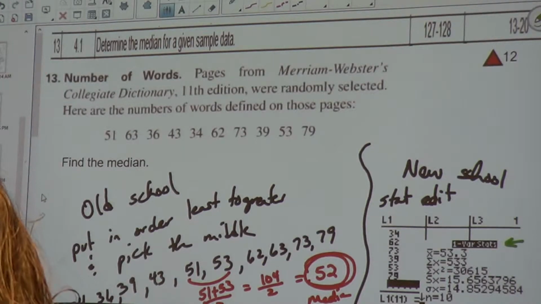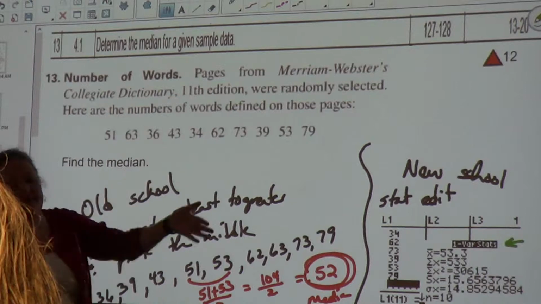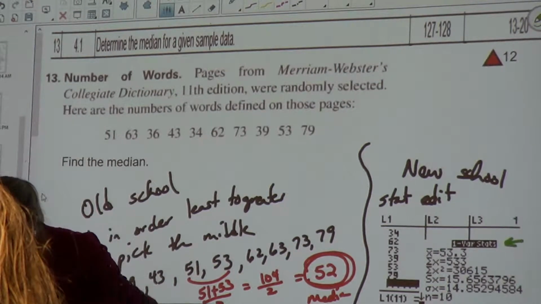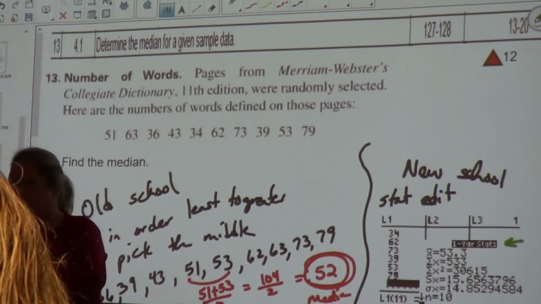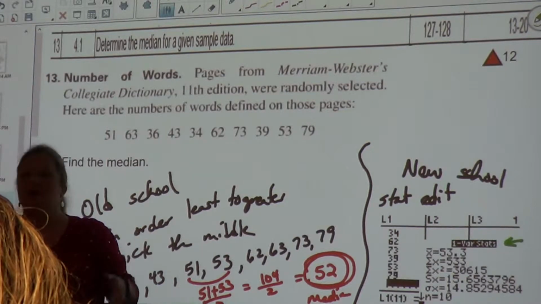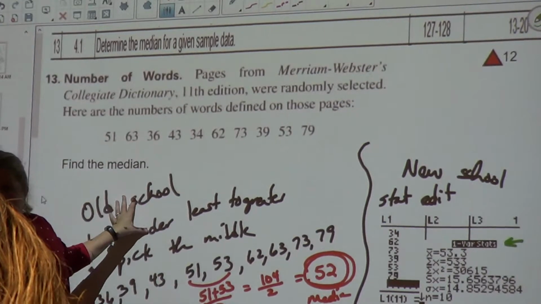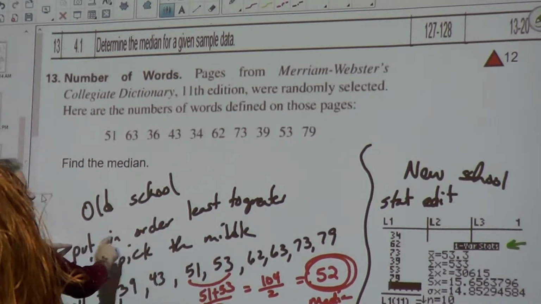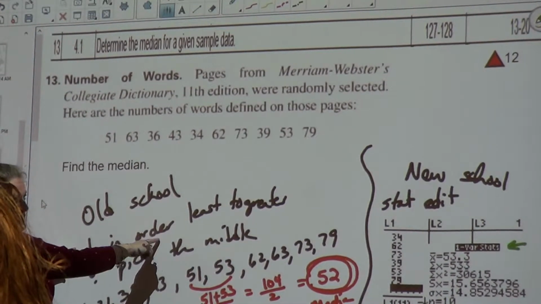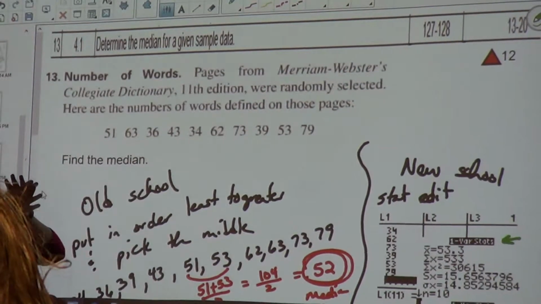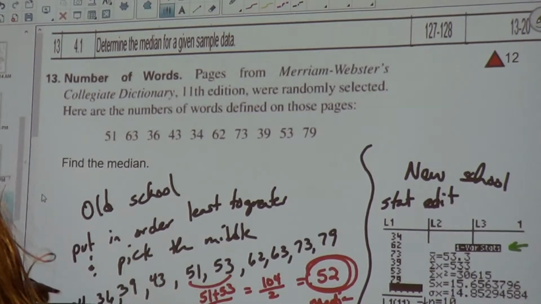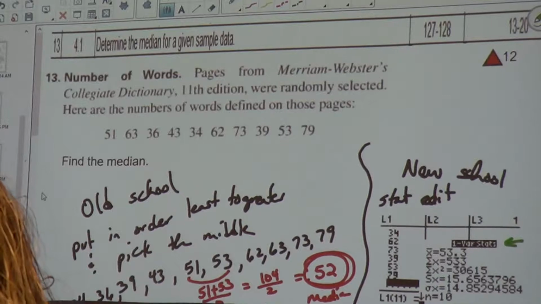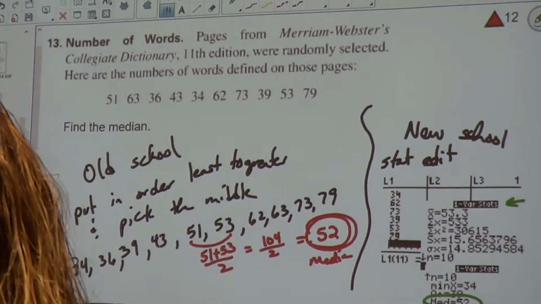Determine the median. Remember, if you're drunk, the median's in the middle of the road. The DUI cop tells you to walk the median. You can only have one median in the middle of the road. You can either do this old school, or you can do this new school. Old school would be to put them in order and find the one in the middle. So old school, put them in order, and if there's two numbers in the middle, what do we do? Add them up and divide by 2.